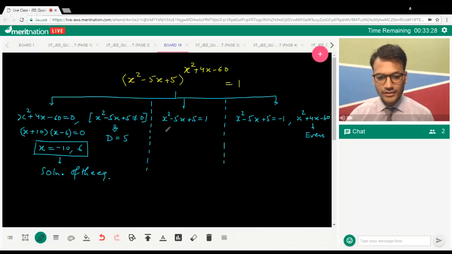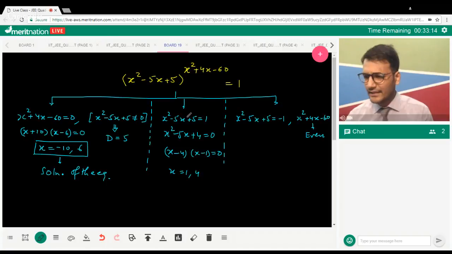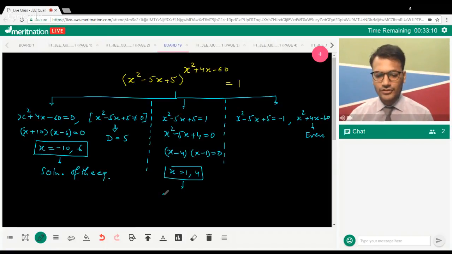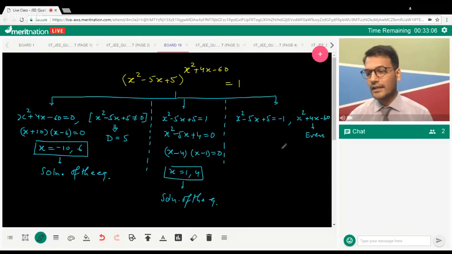If I solve this, it can be written as x minus 4, x minus 1 is equal to 0. That implies x is equal to 1 comma 4. These two solutions: over here, the power could be anything, it doesn't matter. So 1 and 4 both are accepted. These are also the solutions of the equation. Right, and then the last one.